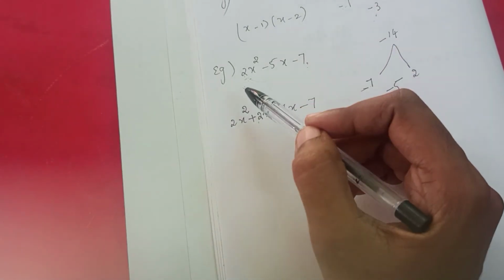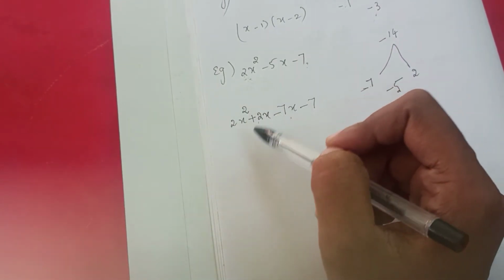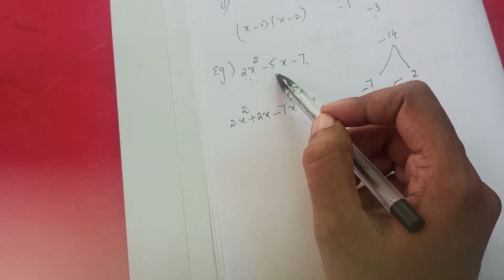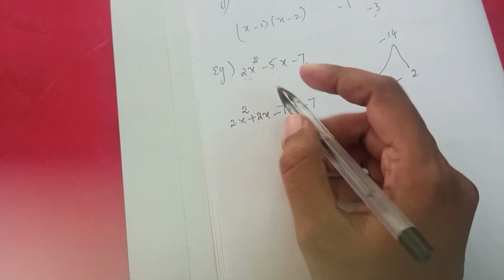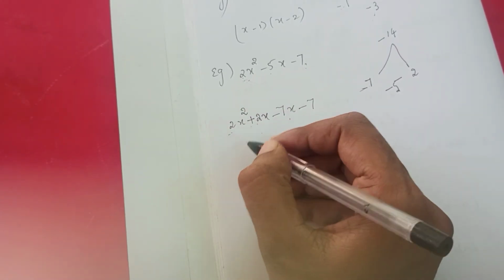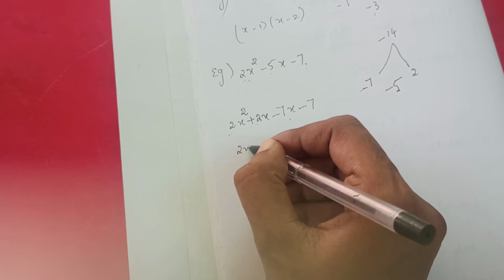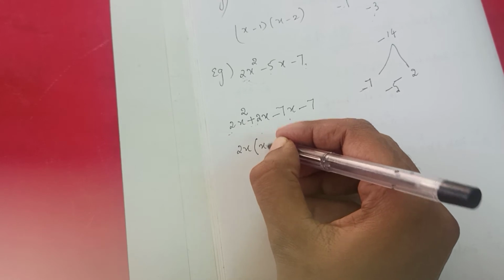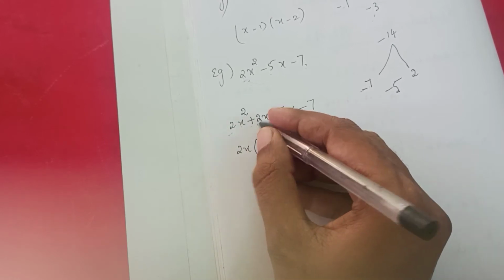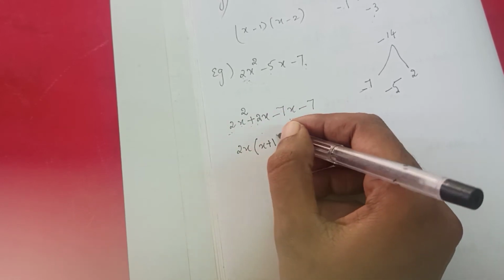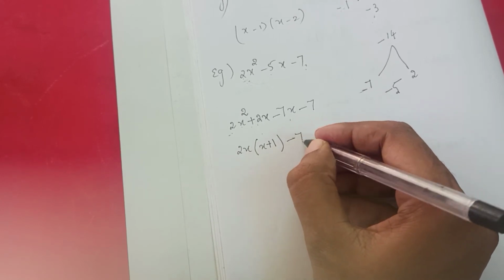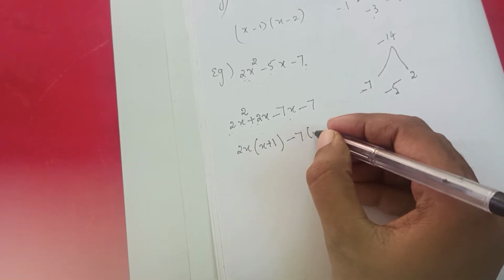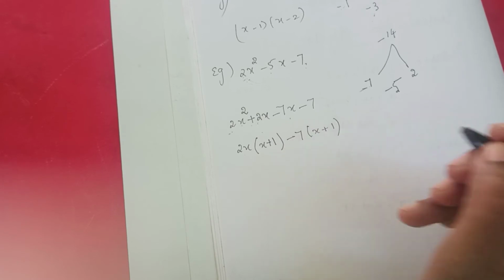Okay. So 2x square minus 5x minus 7 means 2x square. This minus 5x can be split as plus 2x and minus 7x. So what is common for these two terms? 2x is common. So if you take 2x outside, what's the balance? X will be balanced here. If you took 2x outside, 1 will be the balance. Same as that, here also minus 7 is the common. So what's the balance? X plus 1 is the balance.